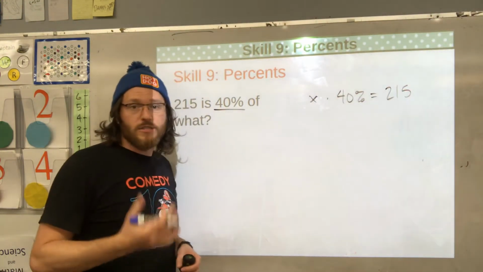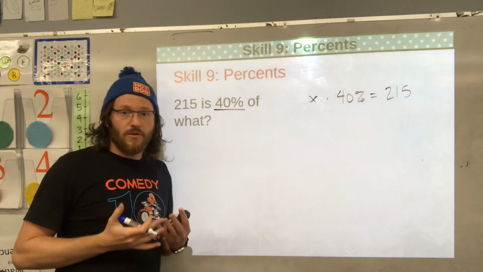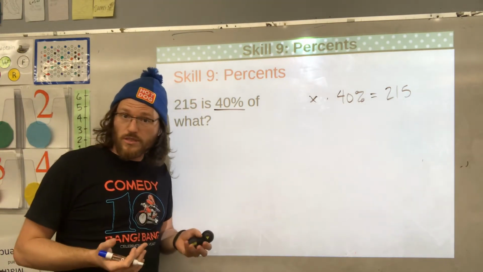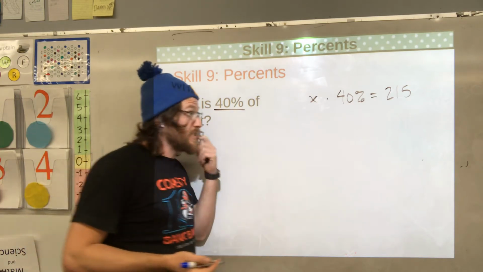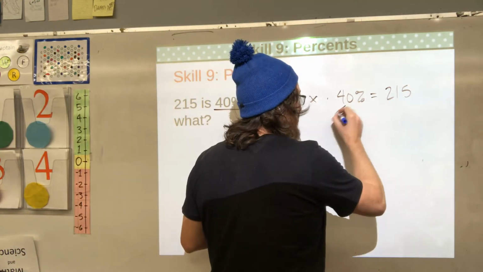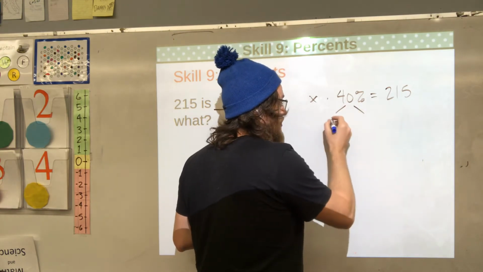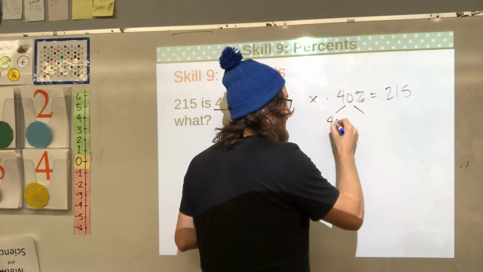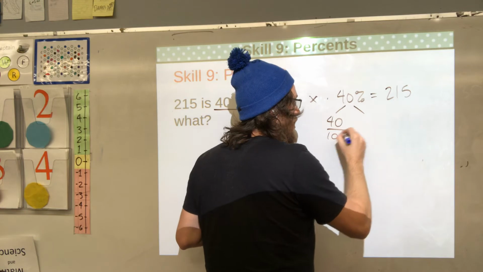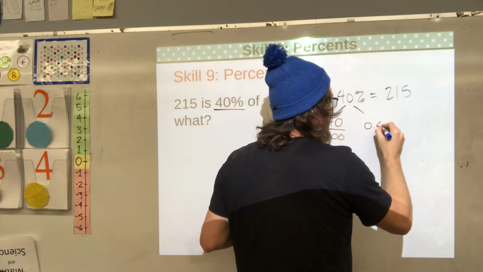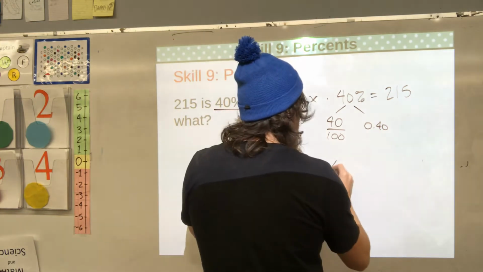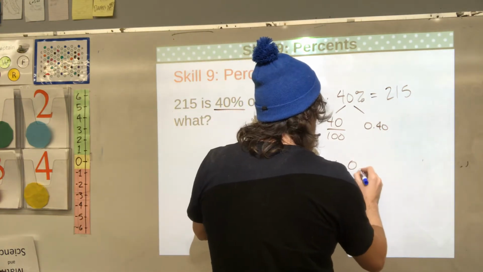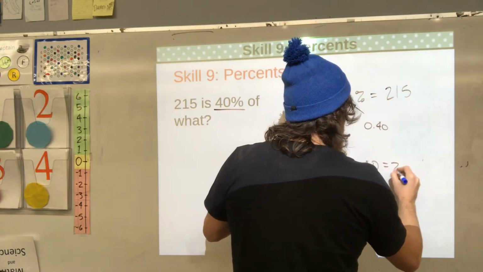And this is one of those skills where we really have to have a good handle on one-step equations that we worked with before. This problem here isn't quite ready for one-step equations yet because we need to turn this into either a fraction or a decimal. So this is either 40 out of 100 or 0.40. When I rewrite that, I get x times 0.40 equals 215.